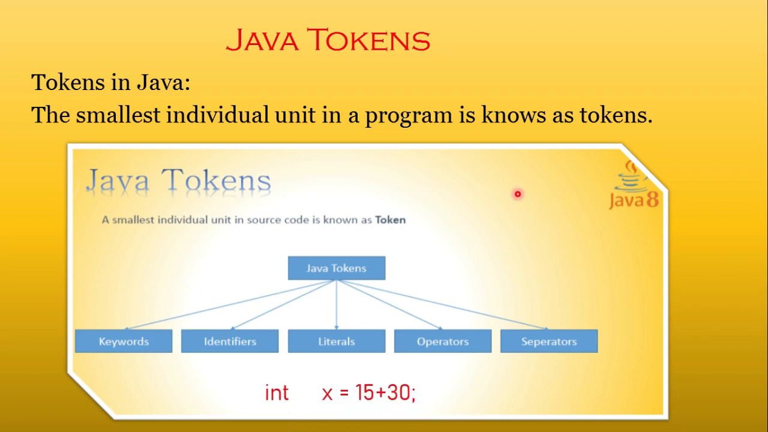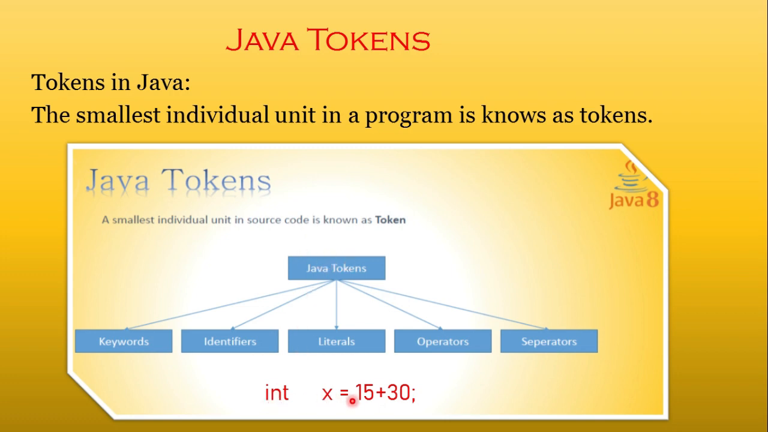See this example. In this example, we have int x is equal to 15 plus 30. See, this is a statement from a program. This is a Java statement. It's a valid Java statement. Each individual unit of this, we call it a Java token.